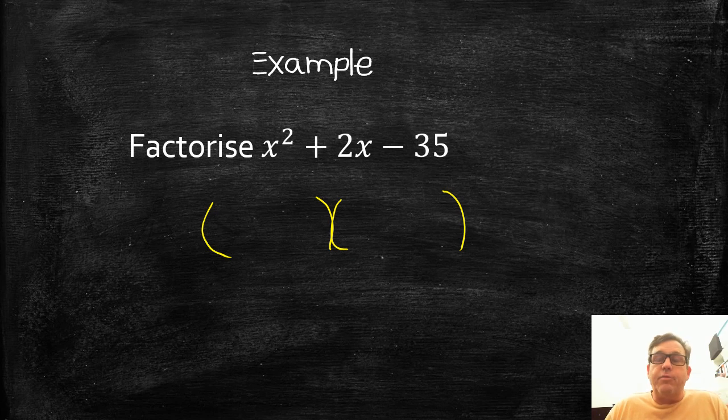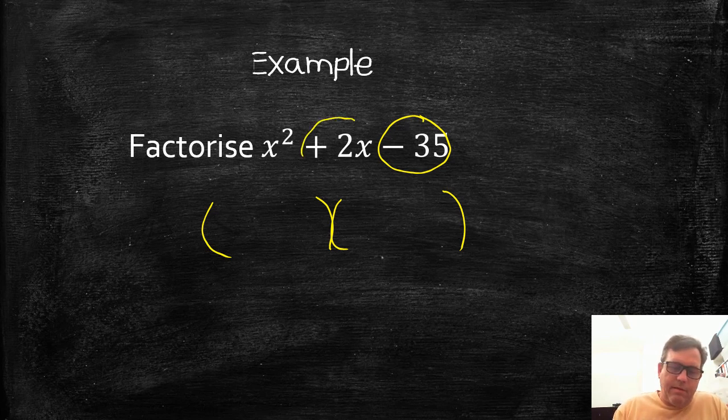So the difference between this one and the ones we've been doing in the last video is that this time the last term has a minus sign in front of it. This time it's a minus 35. The last ones we looked at, the last term was always positive. And this time the first term is positive, so it's slightly different. But what we're looking for remains the same. I'm looking for things that multiply to negative 35 and add to 2. Things that multiply to this and add to this.